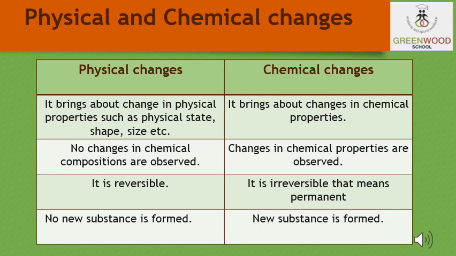Similarly, in chemical changes, one substance reacts with another substance to undergo a change in the chemical composition. Chemical changes bring a change in the chemical properties of the matter and a new substance is formed. A chemical change is also called a chemical reaction.